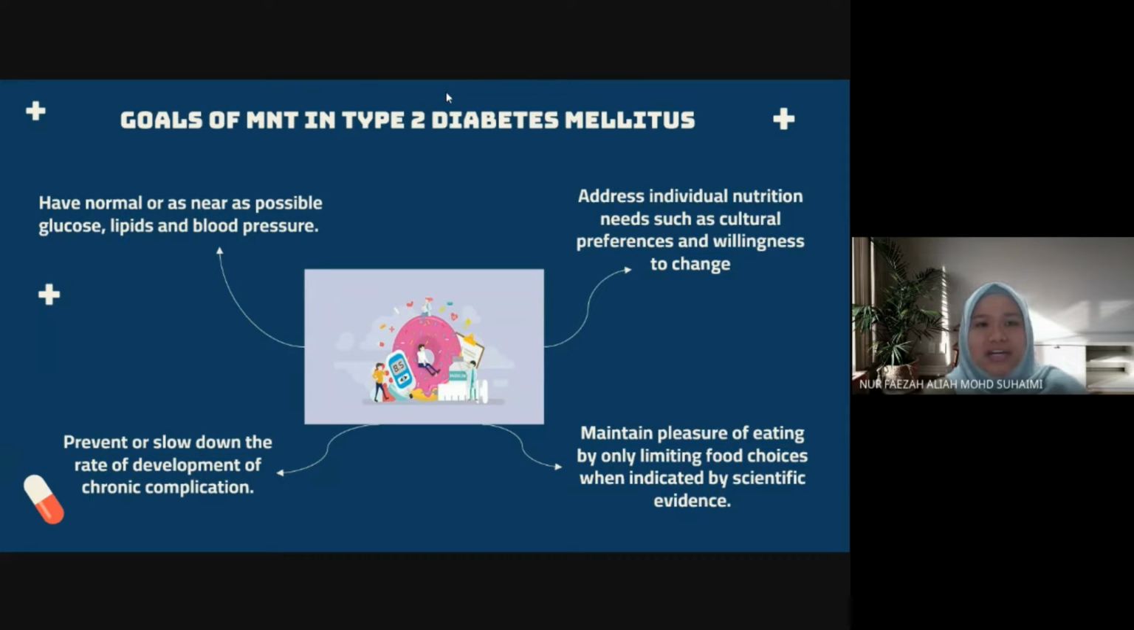blood glucose. Firstly, the goals of the MNT in type 2 diabetes mellitus is to have normal or as near as possible glucose, lipids and blood pressure. Next is to prevent or slow down the rate of development of chronic complications. Furthermore, the MNT is used to address individual nutrition needs such as cultural preference and willingness to change. Lastly, MNT is to maintain pleasure of eating by only limiting food choices when indicated by scientific evidence.